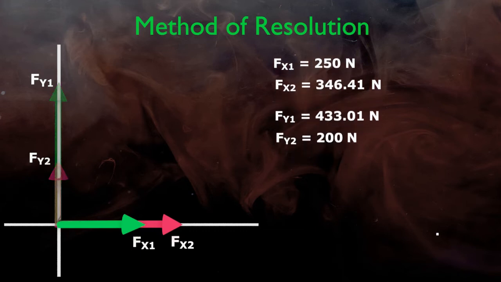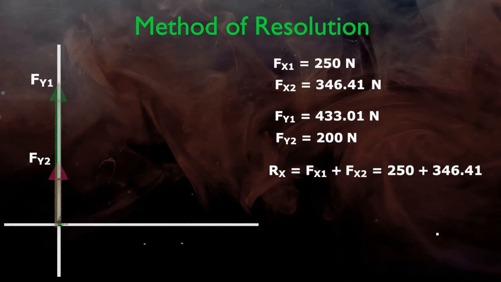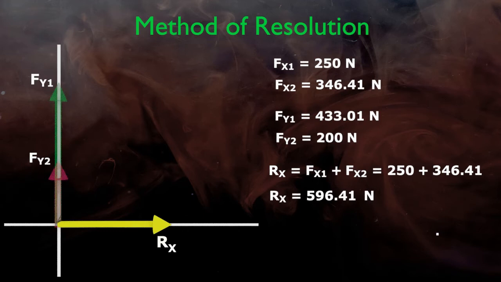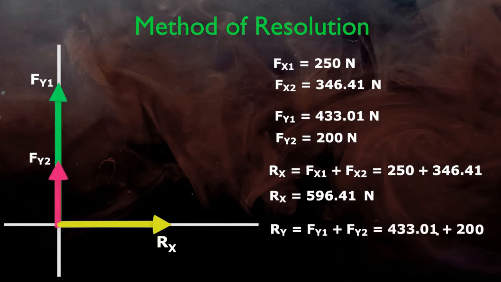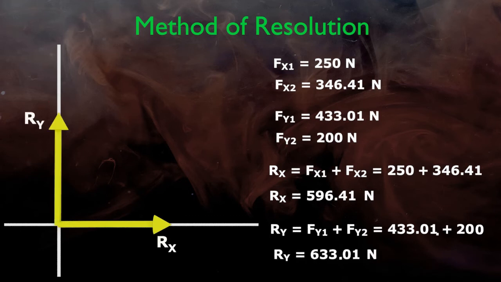Now Fx1 and Fx2 are two collinear forces in the same direction, so they can be added together to find the resultant force Rx. So Rx is equal to 596.41 Newton. And similarly, the y components Fy1 and Fy2 are added to find the resultant in the y direction, that is 633.01 Newton.